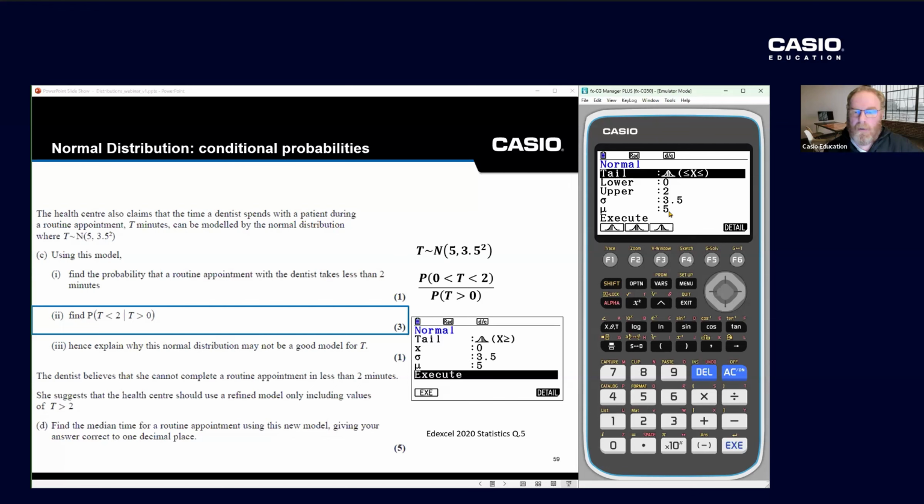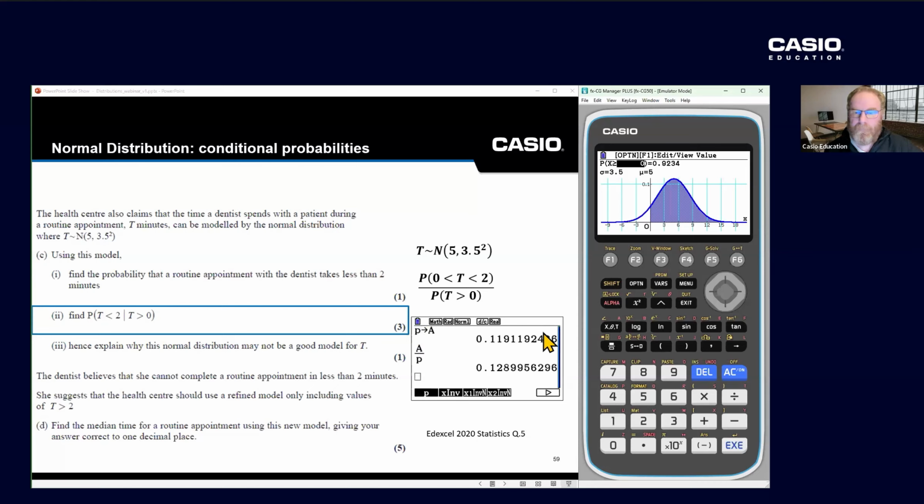Notice the sigma and mu are still there. I want t greater than 0, so that's right-hand side. Let's choose x is 0, and then when I calculate, I get my probability here. This value of p, 0.9234, I can then extract that.